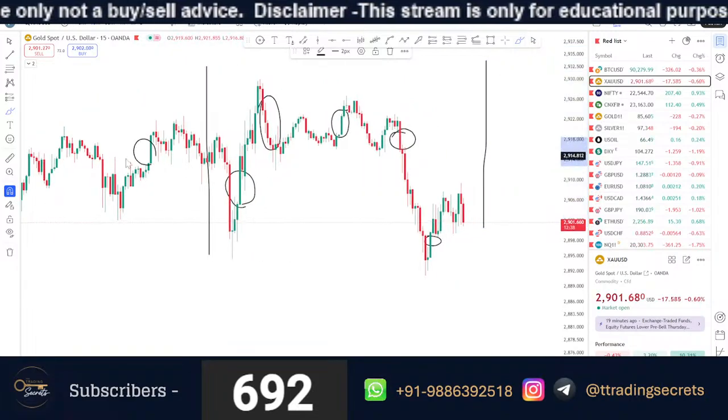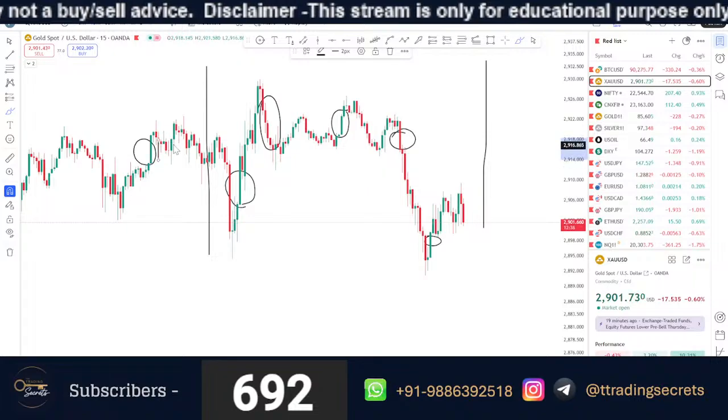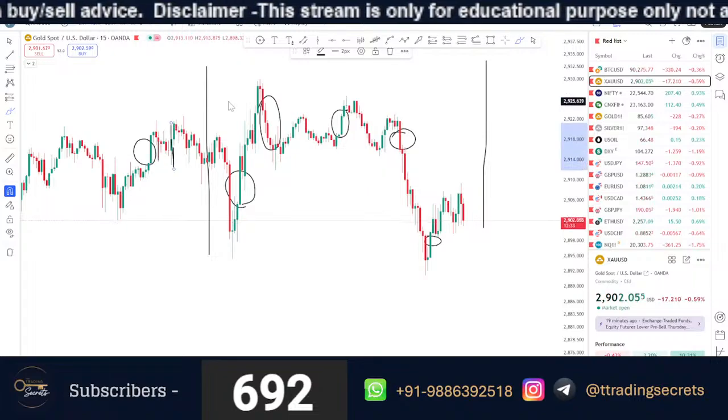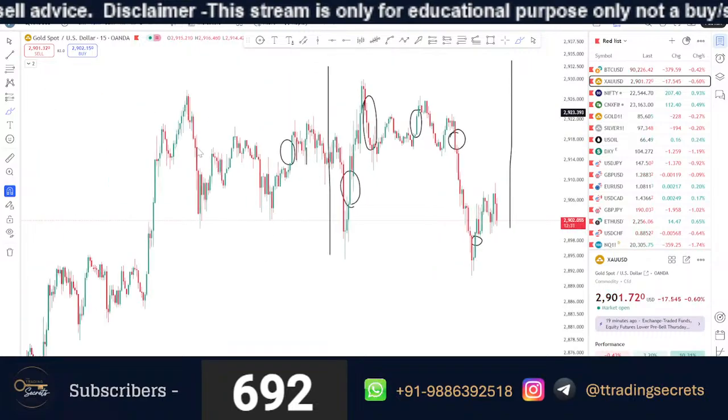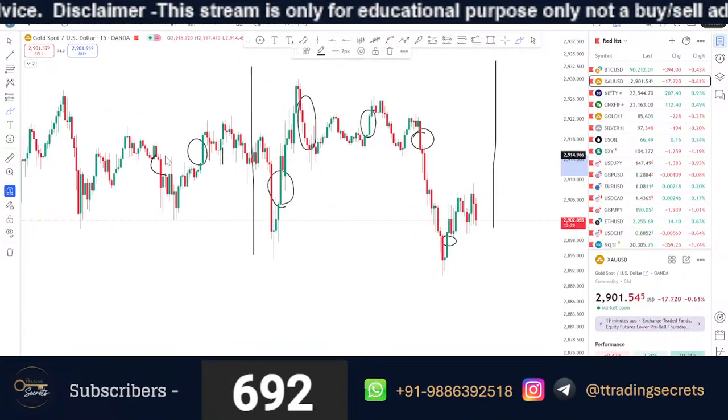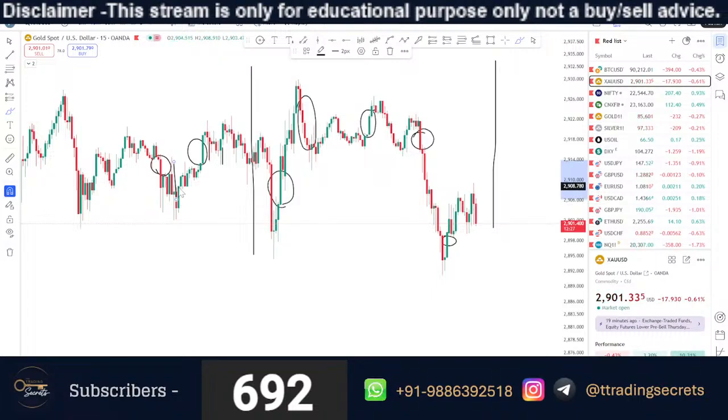This was one more fair value gap, right? Definitely took the rejection movement, 2 candles. Okay, fair value gap followed how many candles? 2 candles.